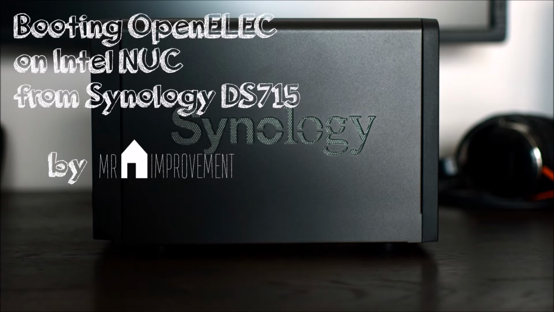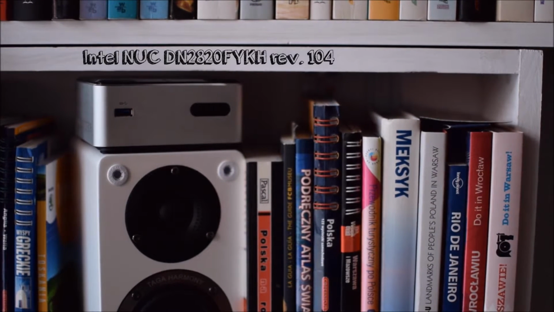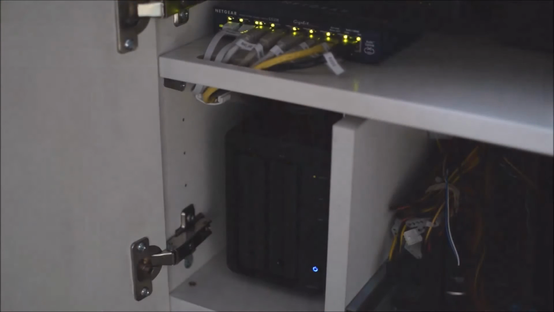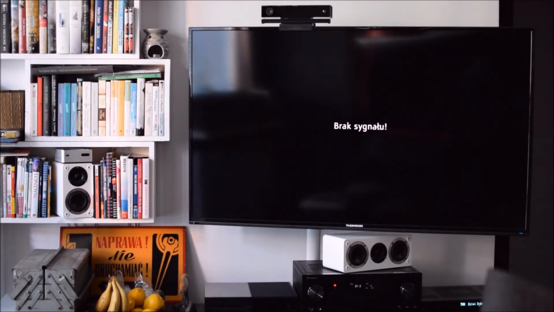I'm back with a video on booting OpenELEC on an Intel NUC from a Synology NAS server. The NUC I have is the basic Intel DN2820FYKH model with a Celeron N2830 CPU and 2 GB of RAM. The unit is connected over a gigabit network to a Synology DS715 sitting tight in my IT cabinet. And this is how it goes.